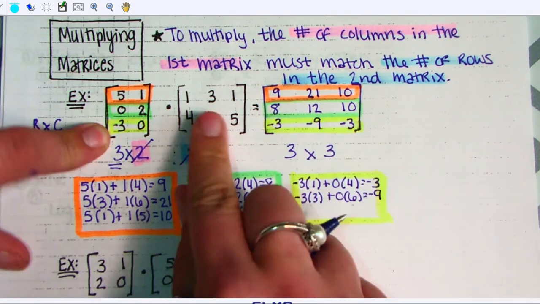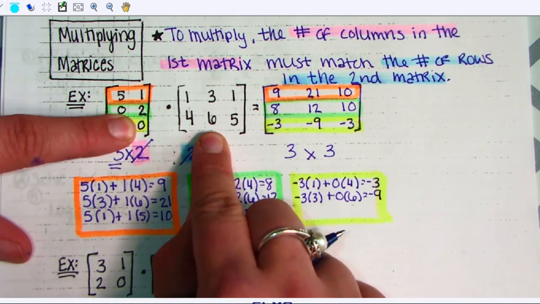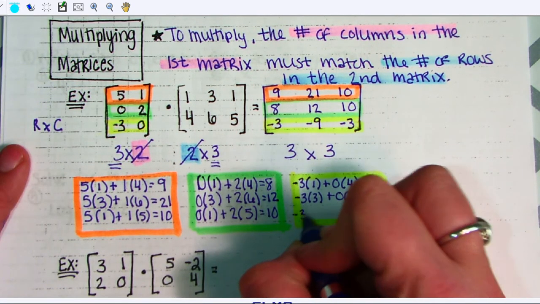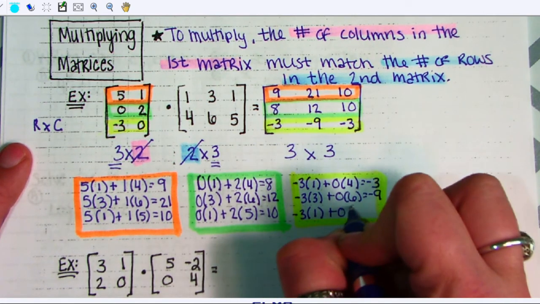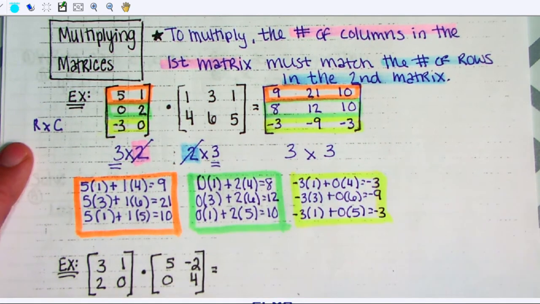So this times this plus this times this. And the last, we have -3 times 1 plus 0 times 5, which is -3. It's just a pattern. Okay. Can I clarify anything before we move on to the calculator? Multiplication is weird. It's a lot of addition.